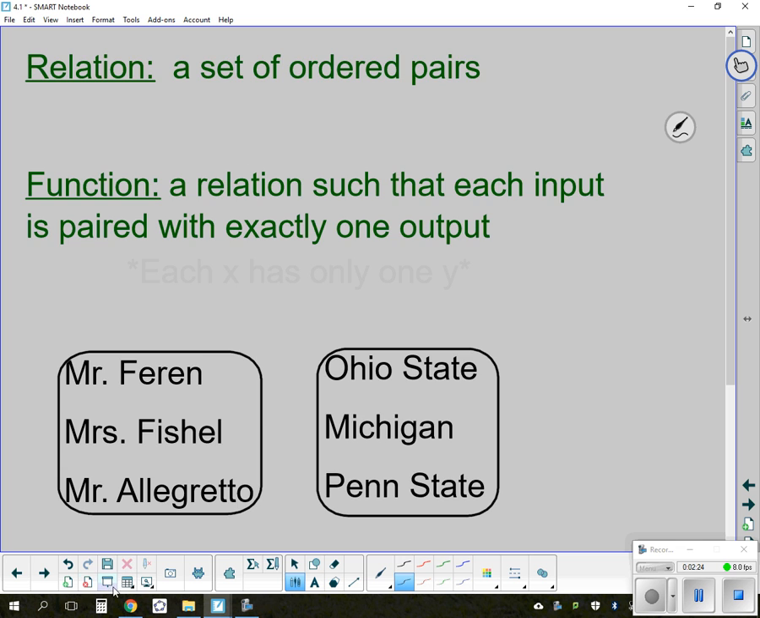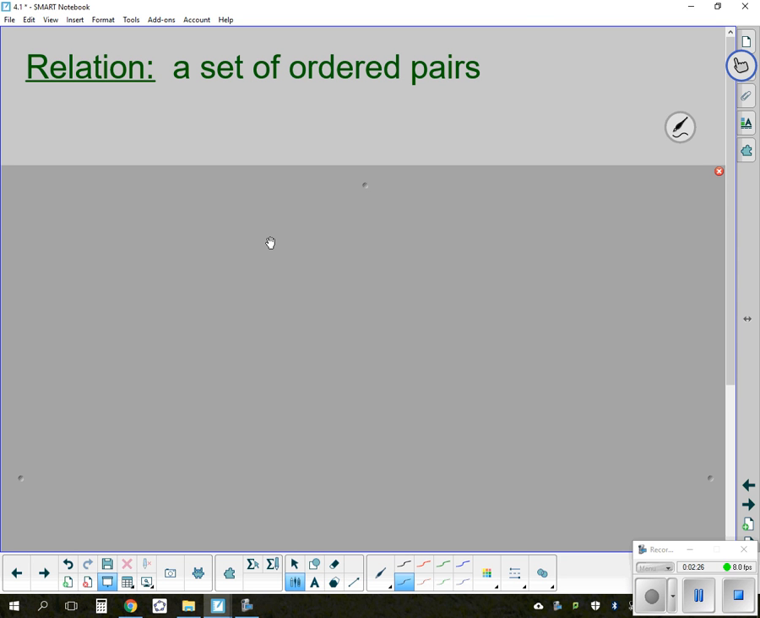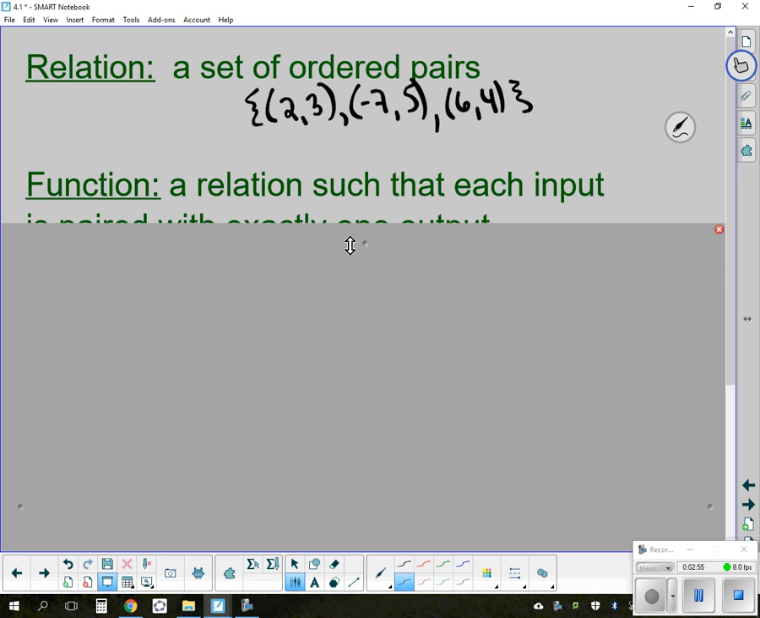All right, a little more vocabulary here. A relation is just a set of ordered pairs. Any set of ordered pairs, that's a relation. Okay, so example: (2, 3), (-7, 5), (6, 4). That's a relation. Any set of ordered pairs at all. I just randomly made up numbers. That's a relation. Some relations are special, though, and if they have a certain property, they can be a function.